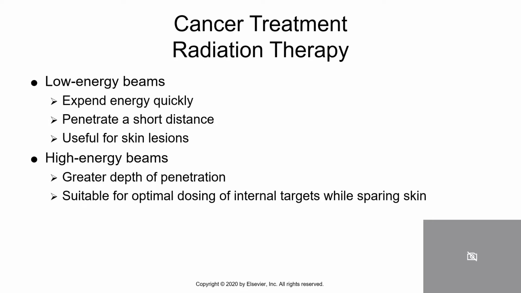So there's two different frequencies of the energy beams. There's the low and the high. And for most radiation, you're going to see that high energy beam because it can penetrate the tissue deeper, and it helps as far as targeting the areas, but still able to spare the skin that surrounds it to a certain degree. Whereas the low energy beams, they don't penetrate the distance quite as far, and they're useful more for skin lesions.